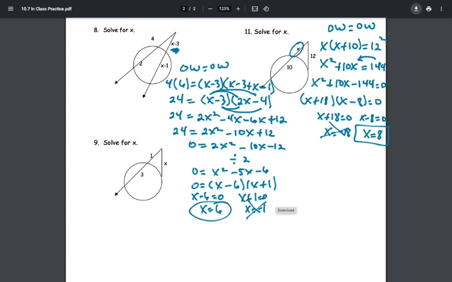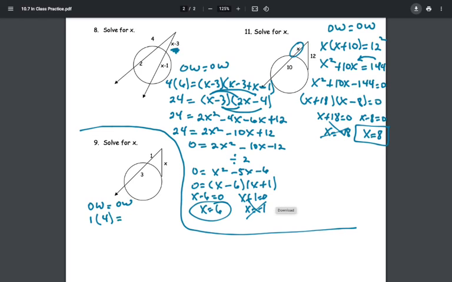All right, on this last one, we're going to do outside times whole equals outside times whole. So 1 times 4 equals x times x. So that'll be 4 equals x squared. Take the square root of both sides and I get x equals 2.